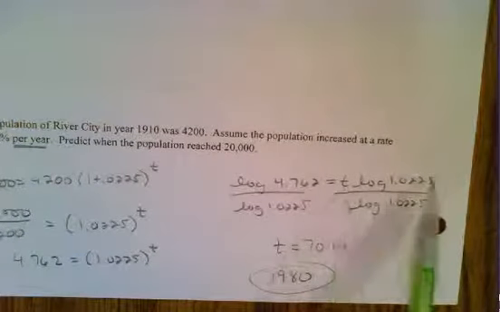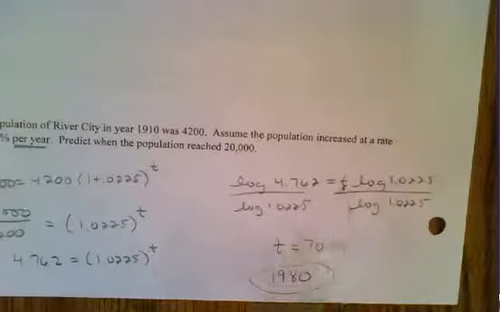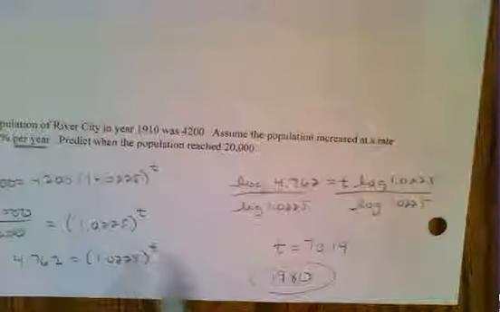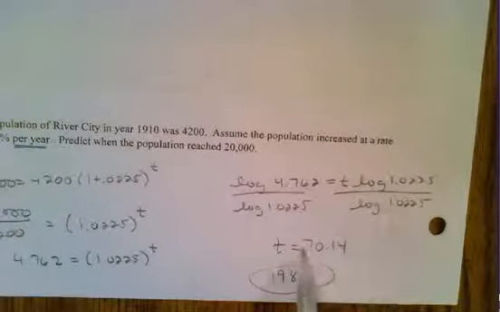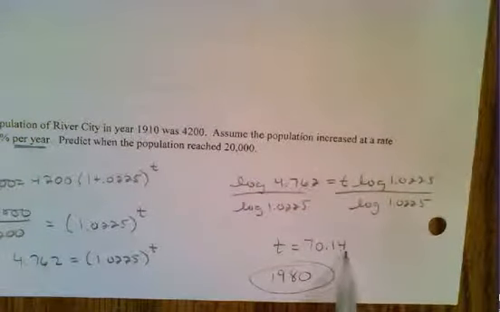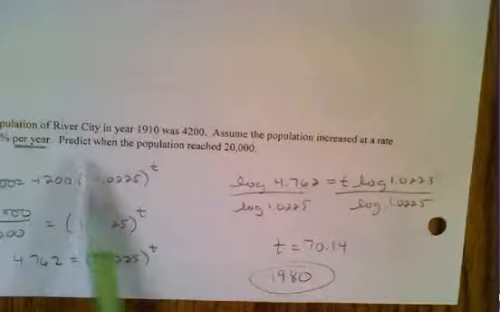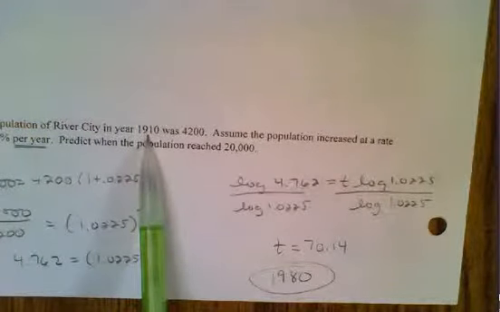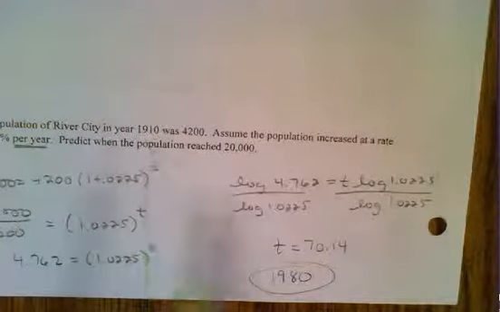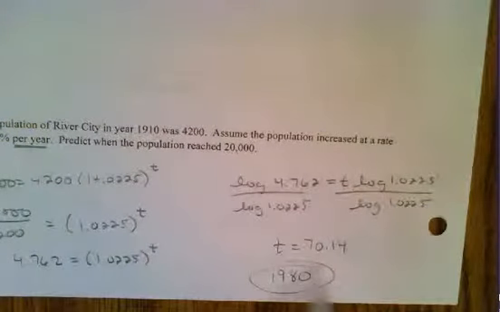And again, I used the power property, putting the t out in front where I took the log of this side. And then to solve, I just had to divide by the log of 1.0225. And I got about 70.14. So that's how many years, but it says predict when. If time 0 was 1910, 70 years from that would be 1980. So make sure you answer that question. Okay, so again, that's per year.